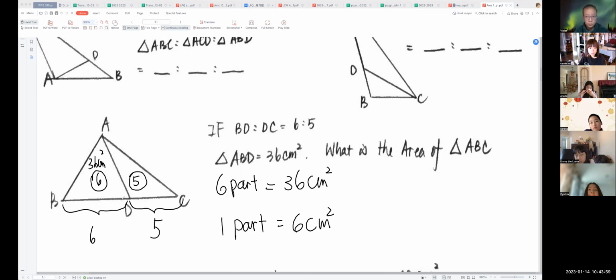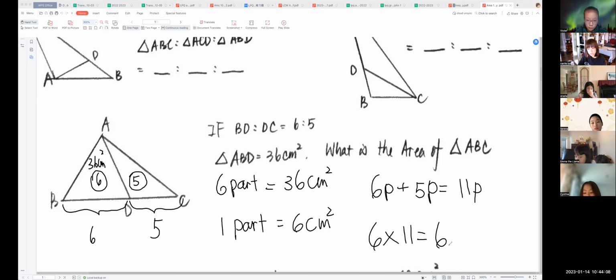So the bigger one is how many parts? It is 6 parts plus 5 parts equals 11 parts. So all I need to do is 6 times 11 equals 66 centimeters squared. Very good. Okay, everybody, so let's move forward.